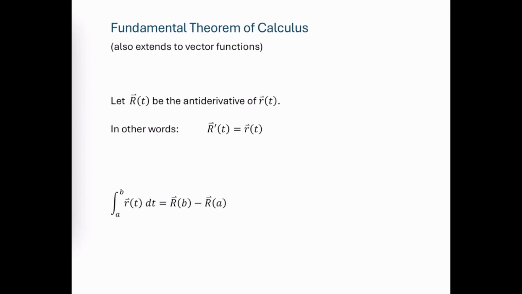So again, letting capital R be the antiderivative vector function for lowercase r, where if we were to differentiate capital R, we get lowercase r as the vector function. And if we're calculating the definite integral of r of t evaluated at the limits taken from the value a to the value b, that definite integral is going to be calculated by looking at the antiderivative evaluated at the upper limit minus the antiderivative evaluated at the lower limit. This is similar to what we saw in single variable calculus, and it also applies to vector functions.